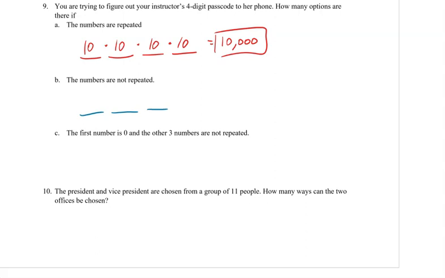For the second one, still a 4-digit passcode, but this time they're not repeated. So after we do the 10 for the first one, for the next one we're only going to have 9 numbers left to choose from. And then 8, and then 7. Multiply them together, we get 5,040.